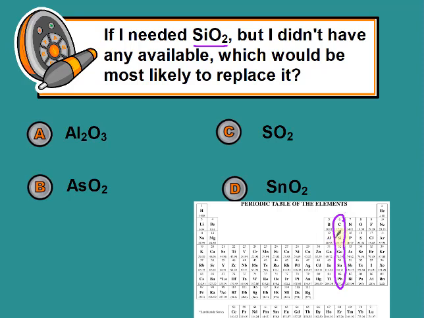Aluminum is next to silicon. Next to it means nothing. Arsenic is not in the same family. Again, it's next to it and down. Sulfur is in the same row, which is only number of energy levels. And Sn is in the same family, so that's going to be our answer.